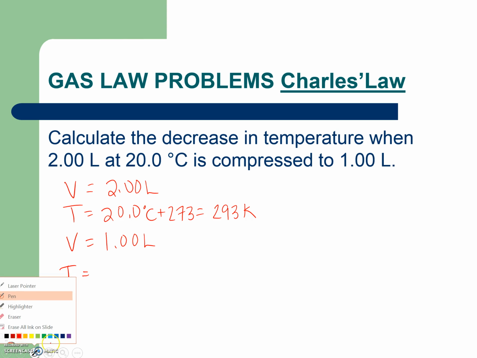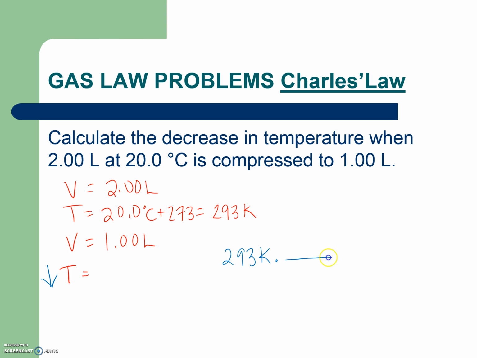And then again, I'm going to go ahead and look at my volume. My volume is going down, so I also would like my temperature to go down. I'm going to start with the thing that I have one of, so 293 Kelvin. I do want my temperature to go down, so I'm going to put the smaller number on top, 1 liter on top, 2 liters on the bottom. I'm going to take 293, multiply it by 1, and divide it by 2. I'm going to get 146.5 or 147 Kelvin, which I then can check, and indeed is lower than 293.